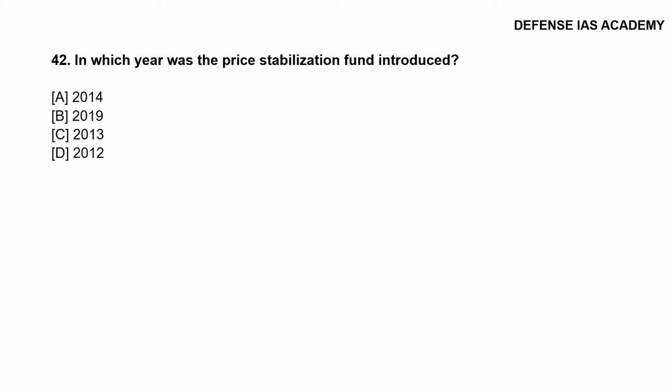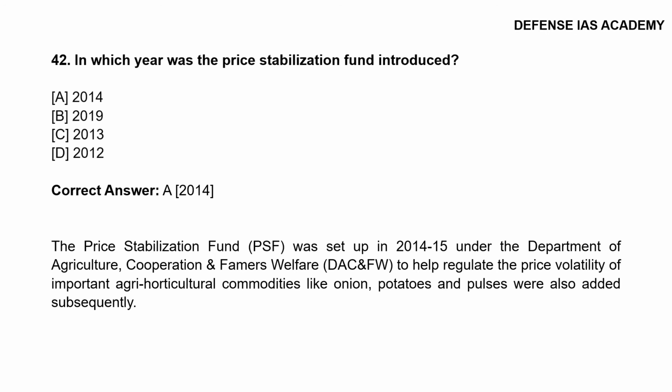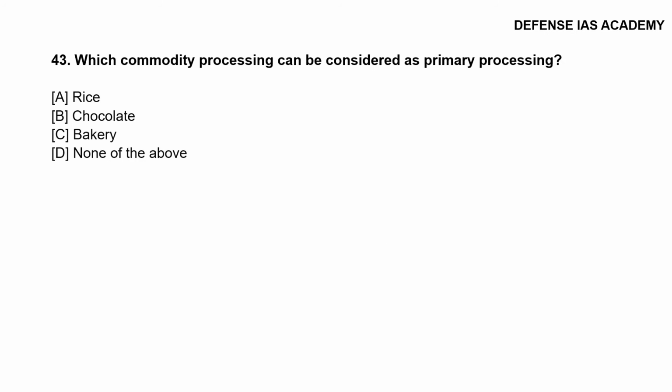Question number 42. In which year was the Price Stabilization Fund introduced? The correct answer is choice A, 2014. The Price Stabilization Fund (PSF) was set up in the year 2014-15 under the Department of Agriculture, Cooperation and Farmers Welfare. It helps to regulate the price volatility of important horticultural commodities like onion and potatoes, and pulses were also added subsequently.